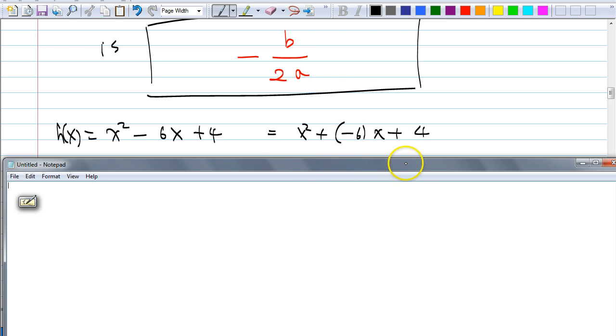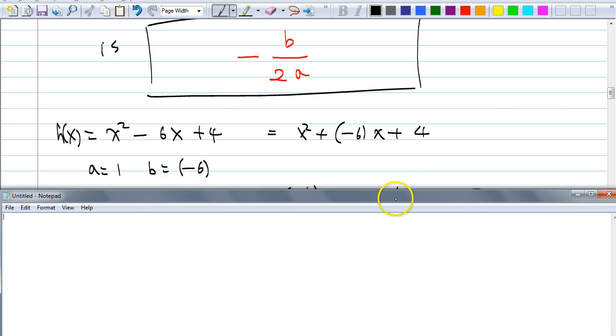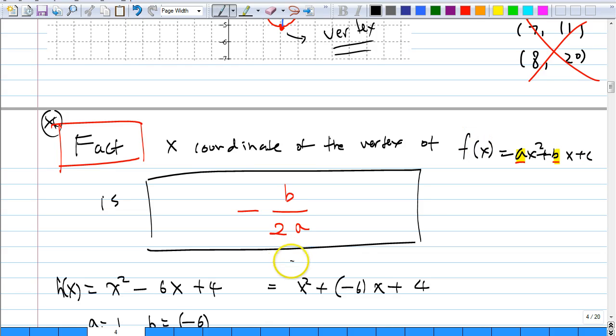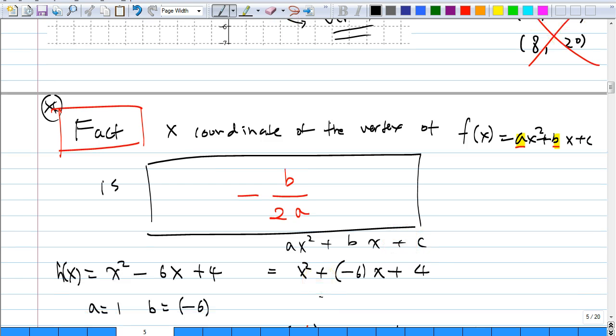-6. What's your c? Yeah, 4. Isn't that what it is? Okay. Look, remember, it has to be in this form: ax squared plus bx plus c. Right? Do you see why I changed this addition? And as you can see your a and b really easily. Your c, of course, is 4, right? But this formula doesn't really require for you to have c. But nevertheless, there it is.